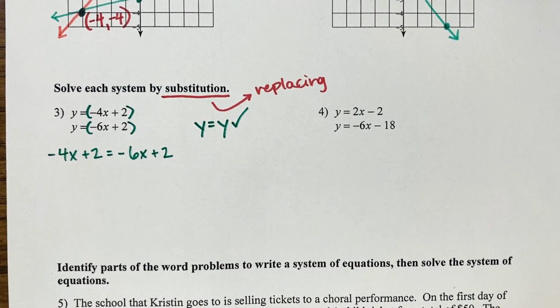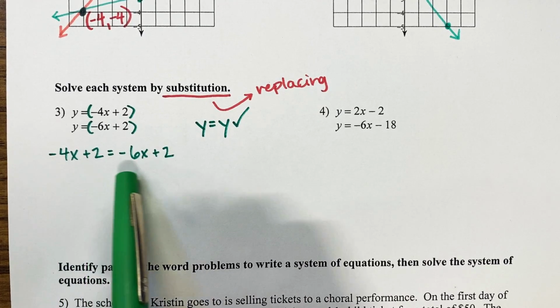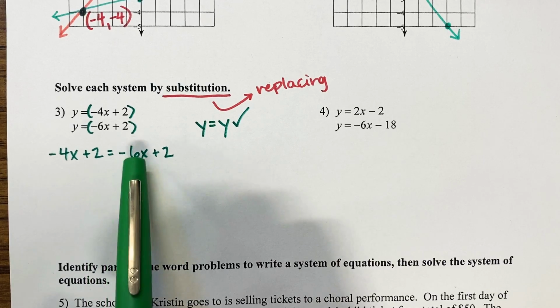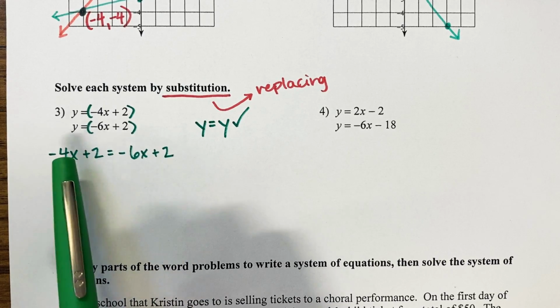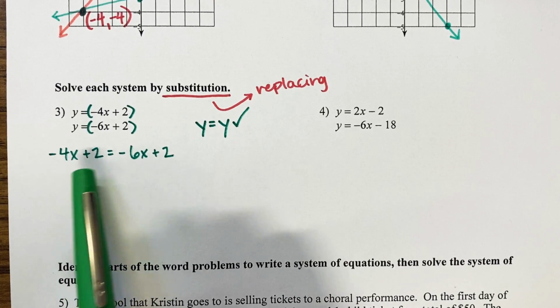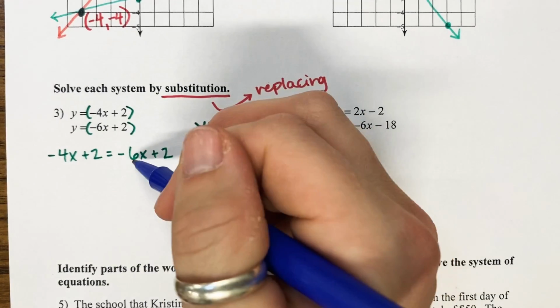Okay? So now there are no more y's. Now I can just solve for x. We're trying to figure out what x represents. So notice I have x's on both sides of my equal sign. So I need to move the smaller one. But which one's smaller? -4 or -6? Okay, -6 is actually smaller.